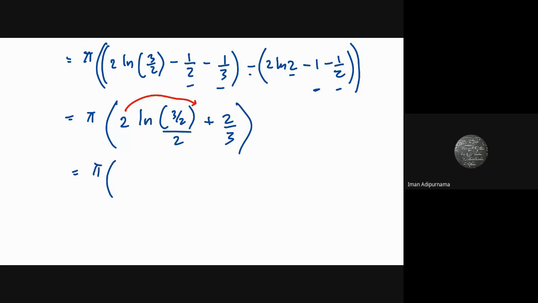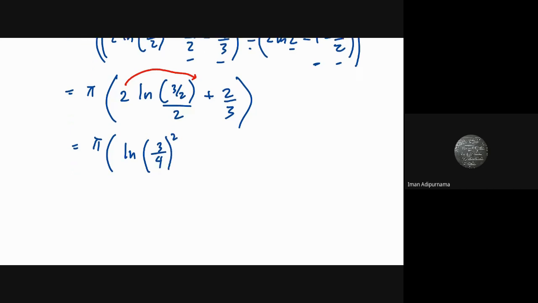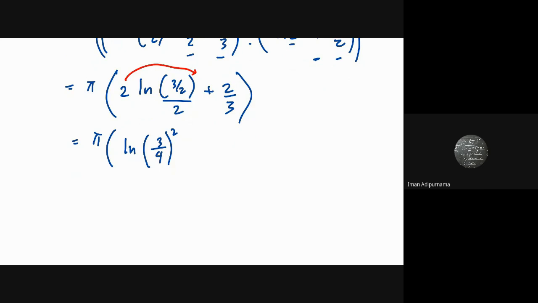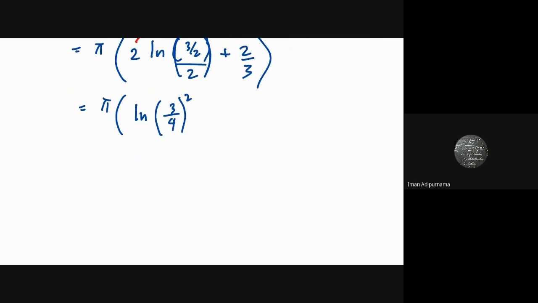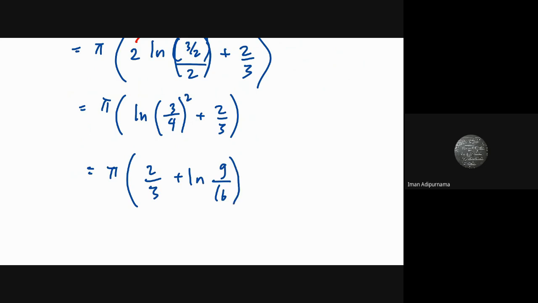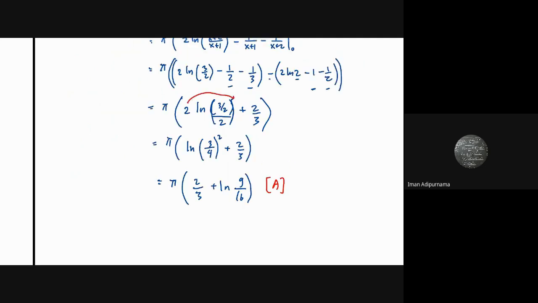So this will be pi, ln 3 over 4 squared, okay? Sorry, so this will be 2 over 3 plus ln 9 over 16. I think this will be A. The answer is A.